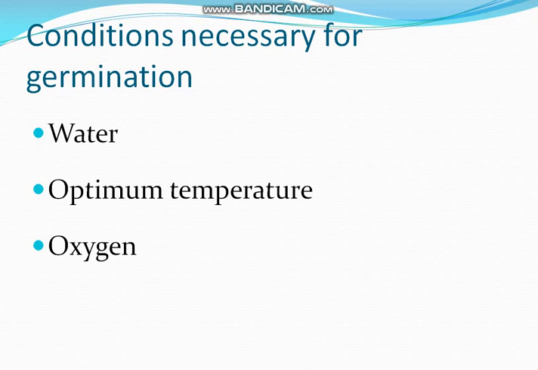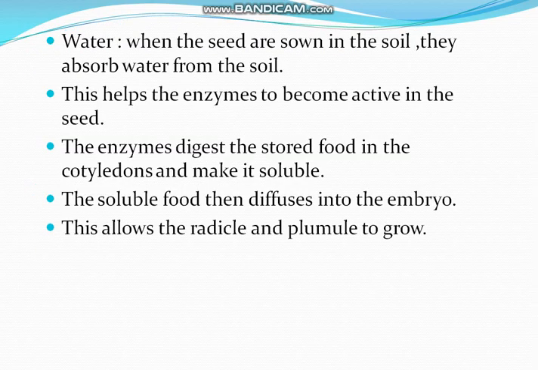Water, temperature and oxygen are the conditions necessary for seed germination. Then water. When the seeds are sown in the soil, they absorb water from the soil. This helps the enzyme to become active in the seed. Then the enzyme digests the stored food in the cotyledon and makes it soluble. The soluble food then diffuses into the embryo, and this allows the radicle and plumule to grow.